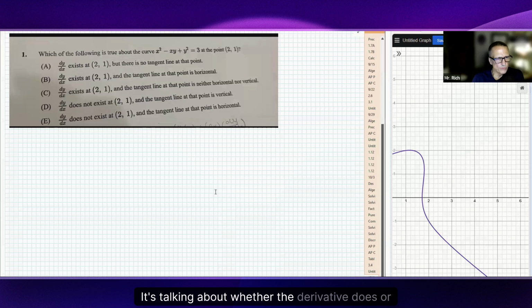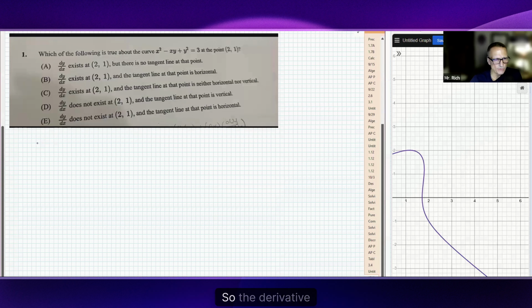It's talking about whether the derivative does or does not exist at (2, 1), and whether the tangent at that point is horizontal or vertical or not. So definitely I'm going to have to find dy/dx. So I think what I will do, in order to answer this question, is solve this for dy/dx. So we'll take the derivative on both sides.